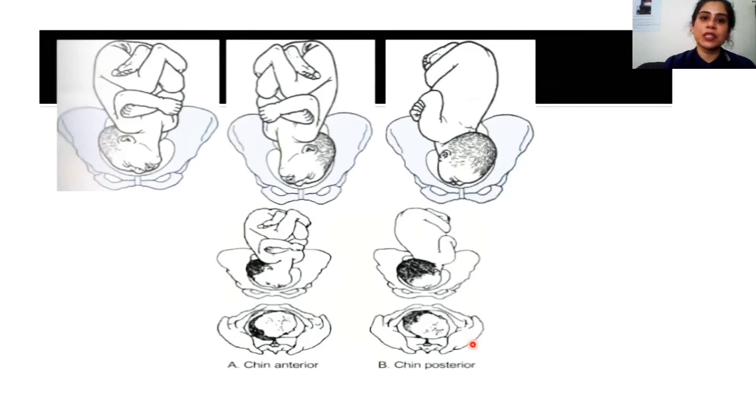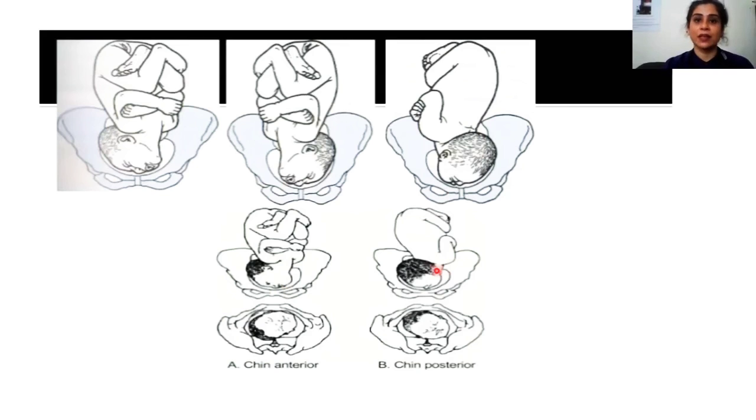So these are the various positions which we are showing in this diagram with respect to the mentum in relation to the maternal pelvis. Here we can see that the mentum is on the right side and it is anterior. So this position is right mento-anterior. Then this is left mento-anterior. Now in these two diagrams, the mentum is posteriorly placed. So here the position is right mento-posterior and here the position is left mento-posterior.